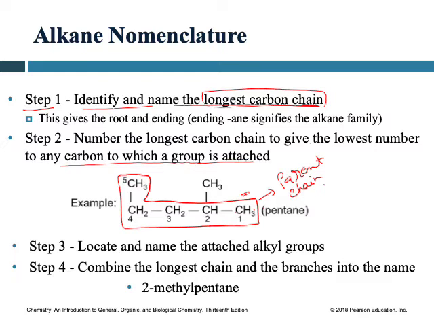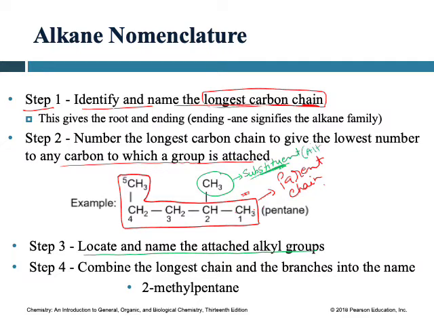Okay, so what's the second? Number the longest chain to give the lowest number to any carbon which has a group attached. So if we already figured out which is our parent chain, this carbon is not part of the parent chain, right? So that carbon that is hanging from the parent chain, we call that carbon as substituent. So remember this thing, those carbon or carbon atom that is not part of the parent chain, we call that as substituent, right? Okay.